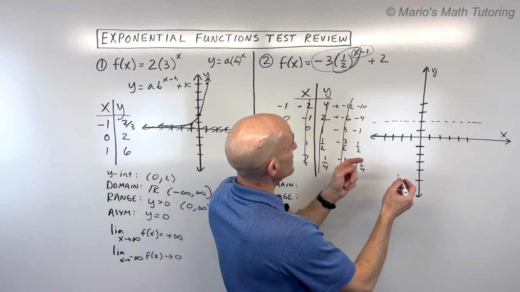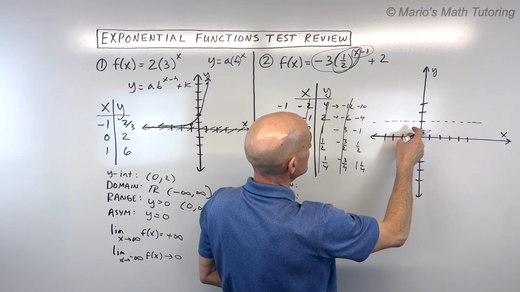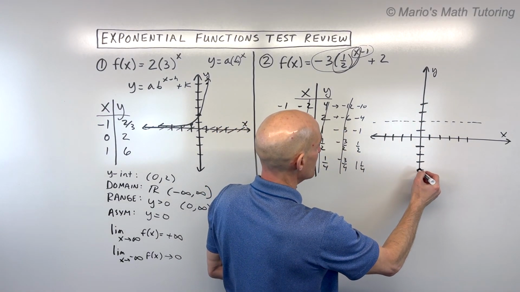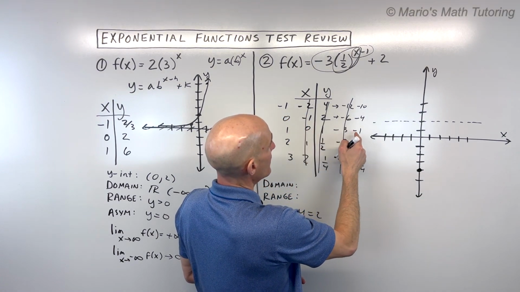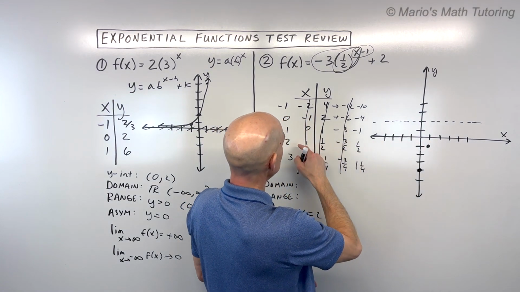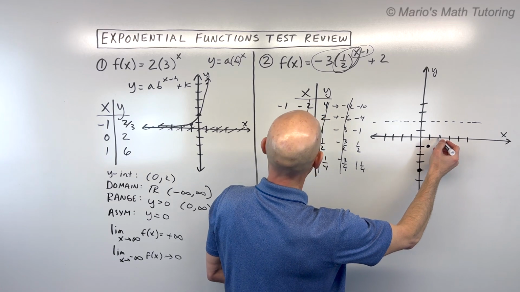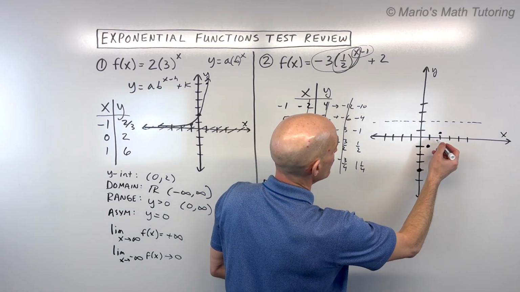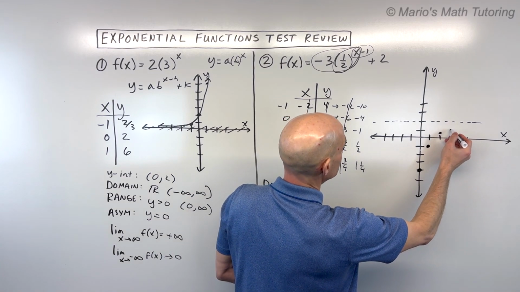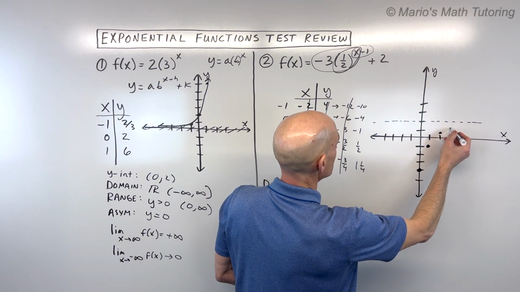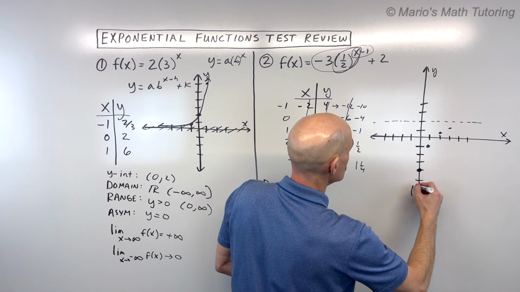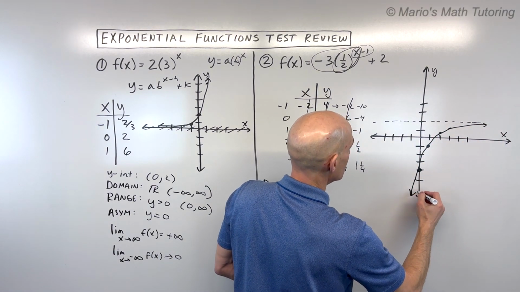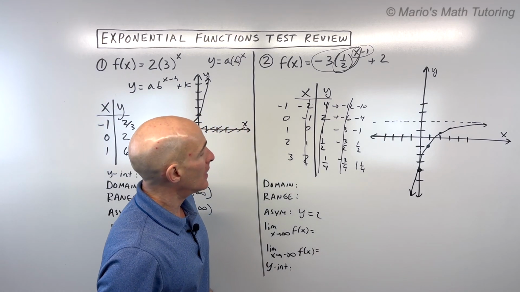So -1, -10 is way down here. Let's do 0, -4. That's right about here. 1, -1, that's right here. 2, comma, 1/2, that's going to be right about here. And 3, 1 1/4, that's going to be right about here. So you can see that the graph is going something like that. Okay, now let's answer some questions.